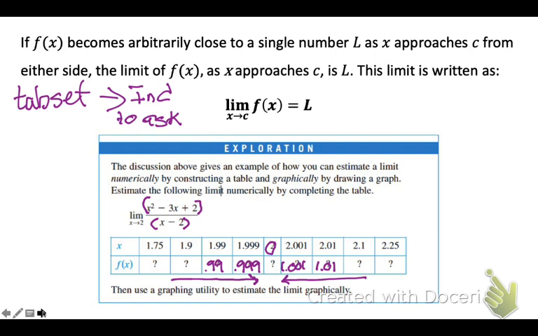Okay, so the limit of x squared minus 3x plus 2 over x minus 2 as x approaches 2 is what? Is 1. Wait, say that again. Look at your table. What are the numbers approaching? What is it getting closer to? Oh. 1. What number is this approaching? 1. So the limit is what? 1.